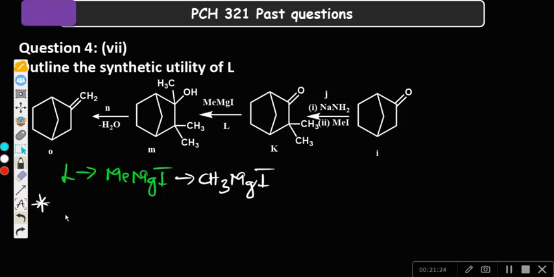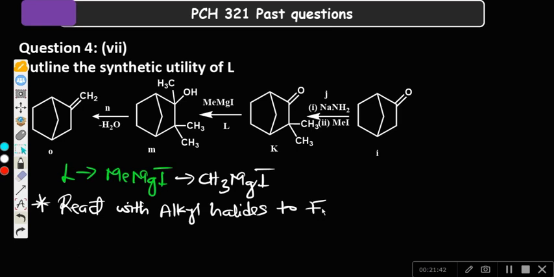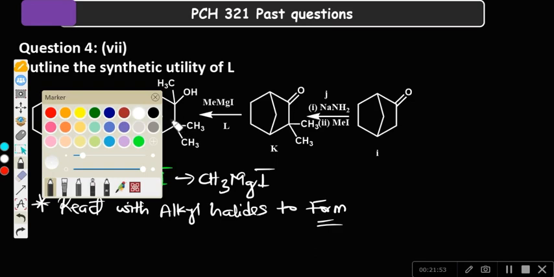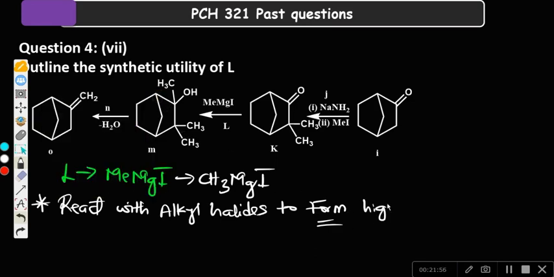One, Grignard reagents react with alkyl halide to form higher alkanes. All right, those are the synthetic utility for the Grignard reagent.